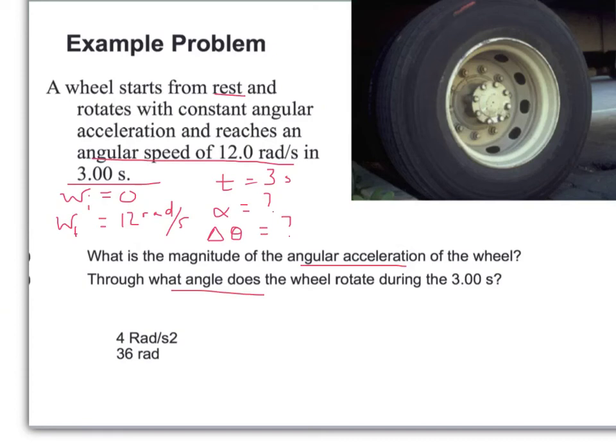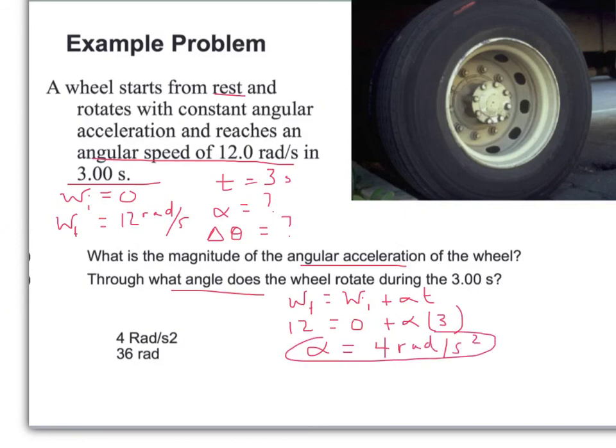Okay, so we're going to take a look at acceleration first. So I know initial velocity, final velocity, time, and I'm looking for acceleration. So if I think about my kinematic tools, probably the best one is final equals initial velocity plus alpha times t. So we have a final equal to 12, we have an initial of 0 plus alpha times t, which is 3 seconds. So if we go ahead and do the algebra, alpha comes out to be 4 radians per second squared. So there's our first answer.